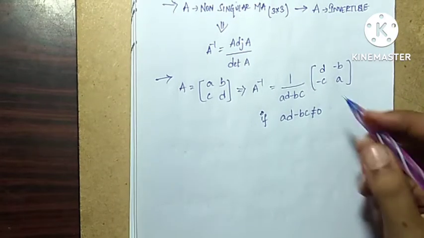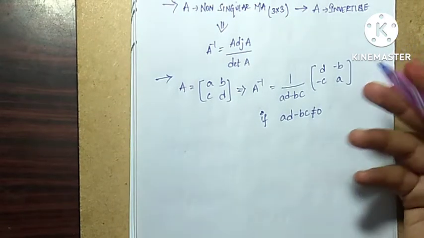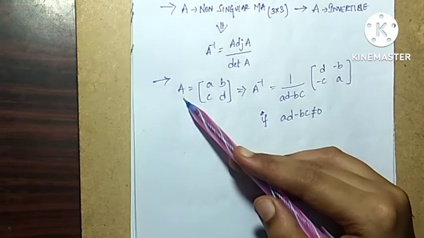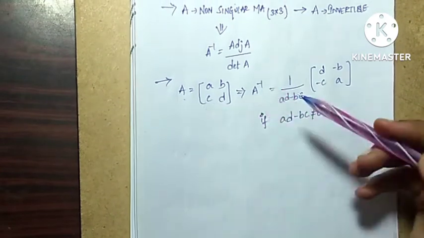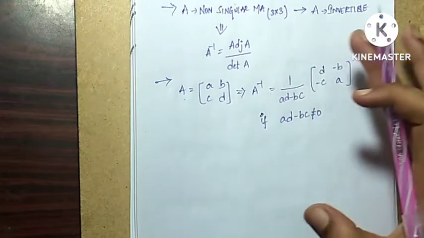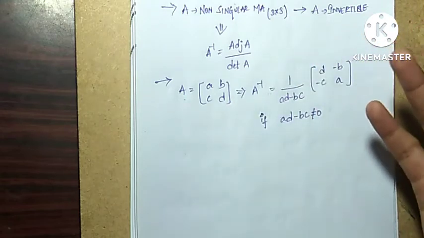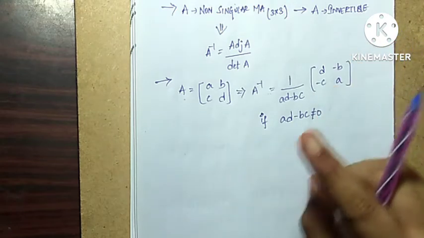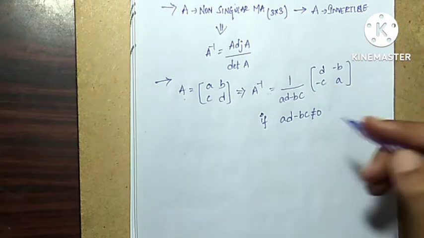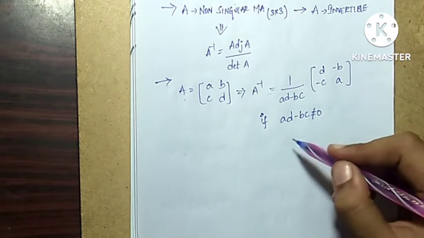Okay, if in the exam they give a matrix A and ask for the inverse of this matrix A, then you have to do adj A by det A. You have to find it out. It's a very big deal. So you can make this simpler by doing this.